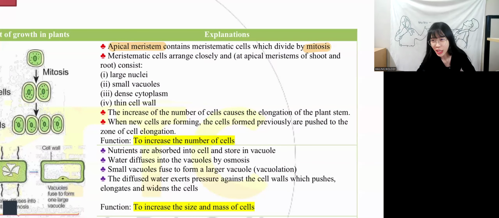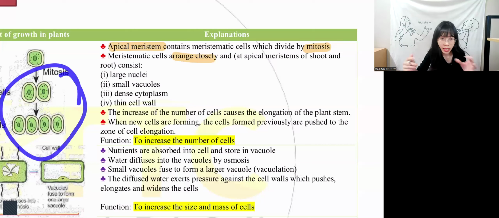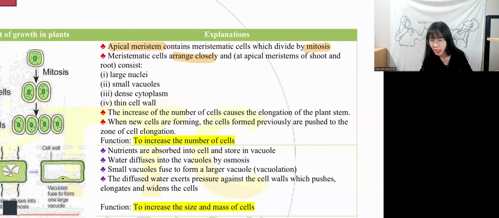It only happens in the young plant cells. So in order to carry out this process, the cells have to arrange closely. If you look at the diagram here, they arrange closely. There are 4 characteristics of these cells. First, they have large nuclei, a very big nucleus. Second, they have a small vacuole, as you can see inside. Number 3, dense cytoplasm. Dense cytoplasm means higher viscosity, so it is not so watery. Next, we have a thin cell wall.